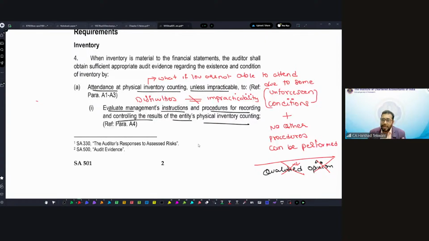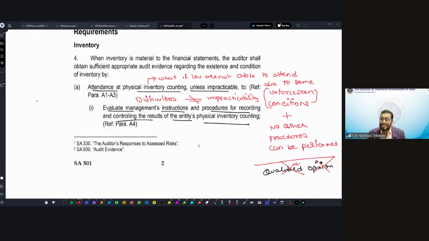Now, there could be a scenario, let's say you cannot travel because you are not well, and there is a due date. The company is listed, and they need to issue the results based on the listing agreement and the predefined compliance date. At that point in time, you cannot say, I cannot do it because I'm not well, we don't have time, no auditor is ready, we cannot perform any other audit procedure. There is no option other than to qualify.